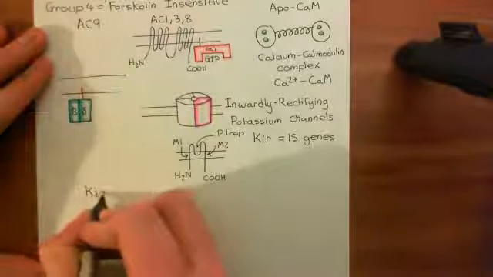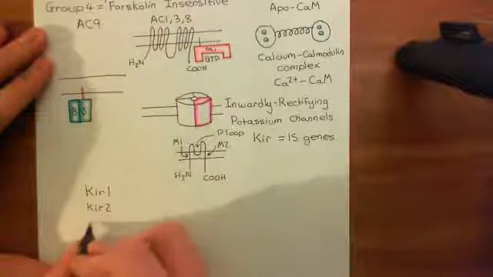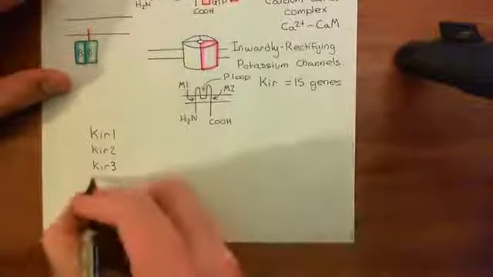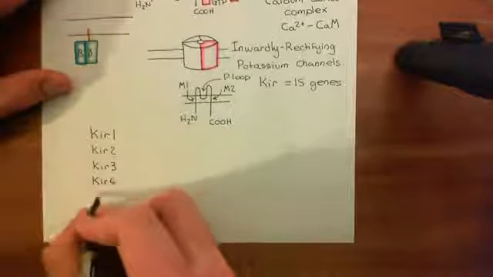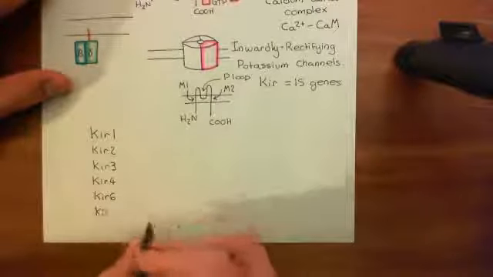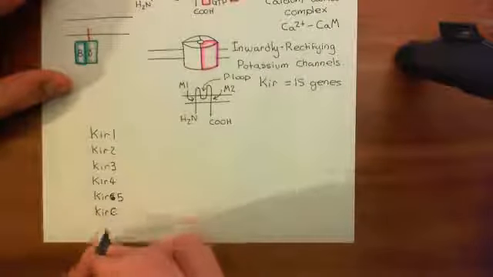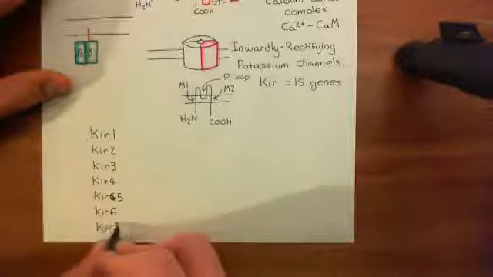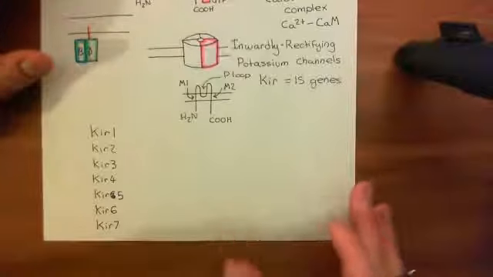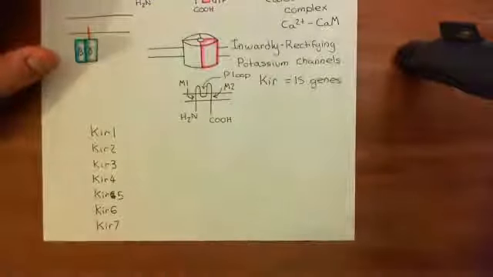So the 7 different families are KIR1, then you have KIR2, then KIR3, and I'll bring this up a little bit. Then you have KIR4, KIR5, KIR6, and KIR7. Whoops, I've just missed out KIR5. So get rid of KIR6, put KIR5 there, and then put KIR7 here. So there are these 7 different families of inwardly rectifying potassium channel subunits.